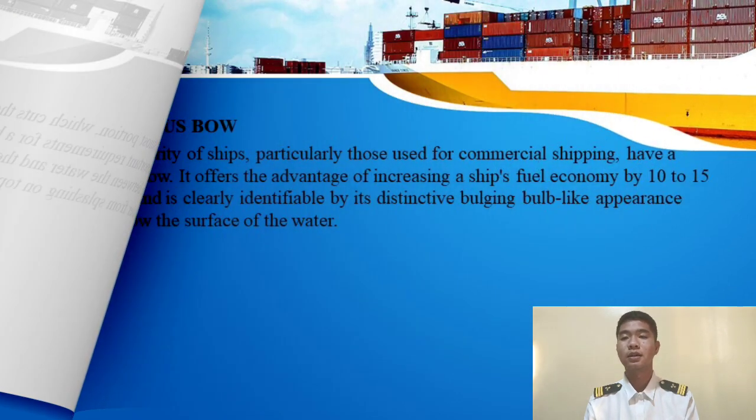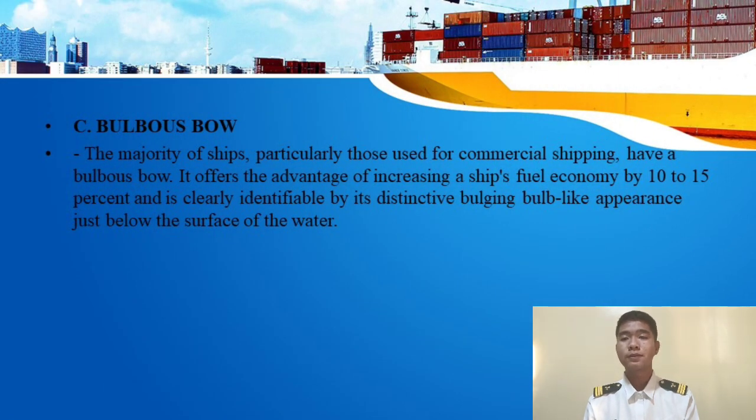The next one is the bulbous bow. The majority of ships, particularly those used for commercial shipping, have a bulbous bow. It offers the advantage of increasing a ship's fuel economy by 10 to 15% and is clearly identifiable by its distinctive bulging bulb-like appearance just below the surface of the water.